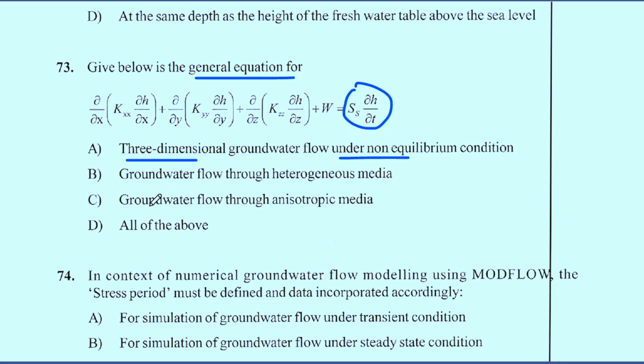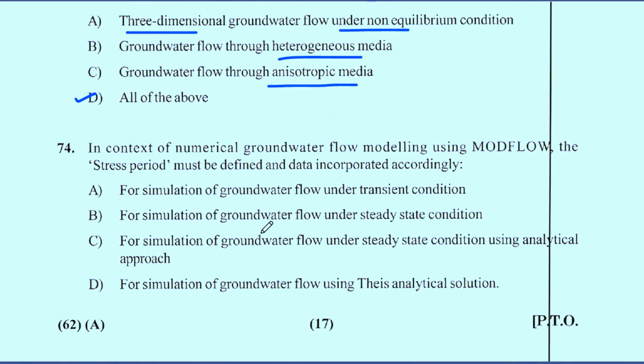okay, so next option is groundwater flow through a heterogeneous medium. Okay, if it is homogeneous then this condition will not hold. Okay, for homogeneous. Okay, and the groundwater flow through anisotropic media. Okay, all of the options are correct. Okay, next question is, this question is a little bit tricky also.